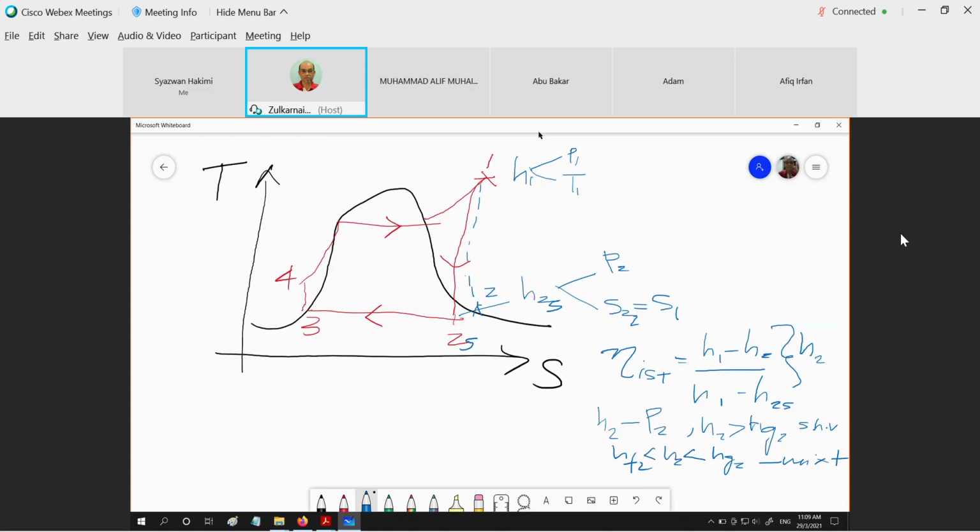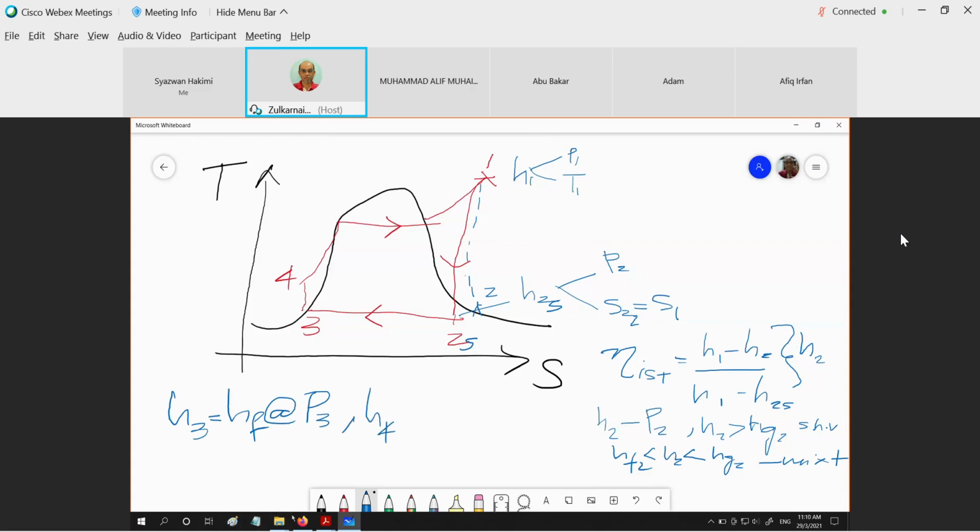And then, of course, we are getting the H3. What is H3? H3 is equal to Hf at P3, where P3 is equal to P2, and P2 is equal to the condenser pressure. Okay? The condenser pressure. And how to get the H4?